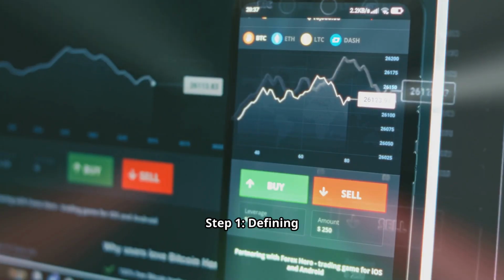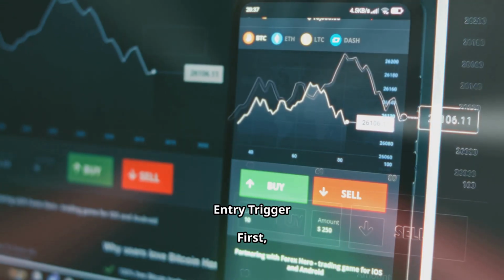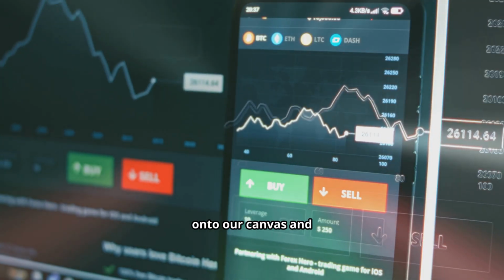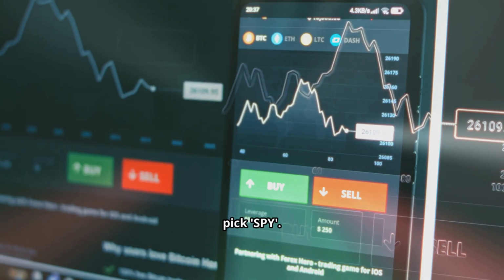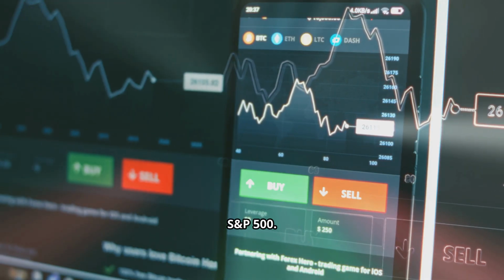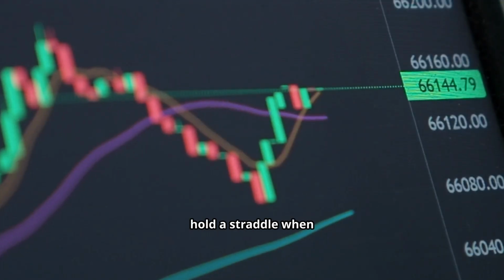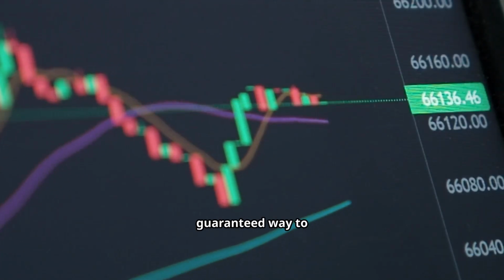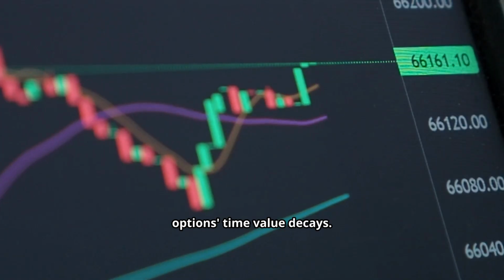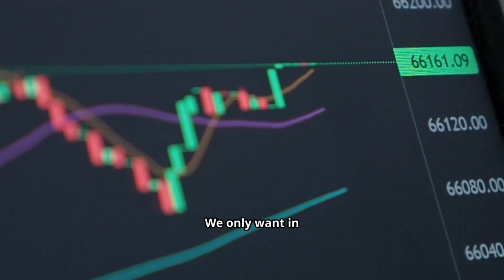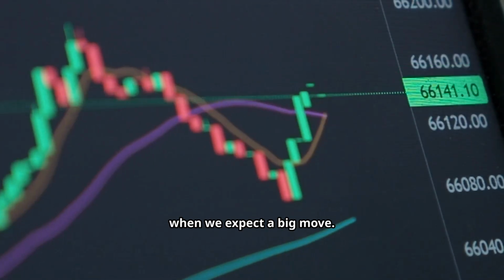Step 1. Defining our universe and entry trigger. First, we drag the instrument block onto our canvas and pick SPY. This tells our bot we're trading the S&P 500. Next, we need to decide when to get in. We don't want to hold a straddle when the market is flat. That's a guaranteed way to lose money as the option's time value decays. We only want in when we expect a big move.